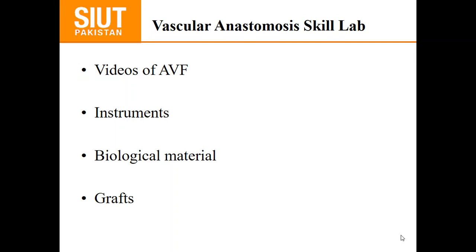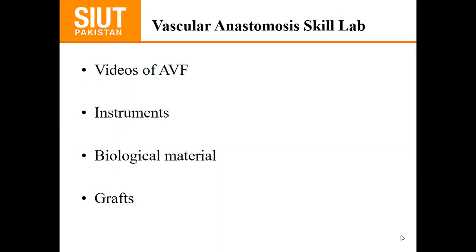We have all these instruments which you need to make an AVF, and we have biological material, like the esophagus and the trachea from a chicken, that are more similar to our artery or vein, so that you can have an easy anastomosis, and you can see whether you are doing a proper anastomosis or not.